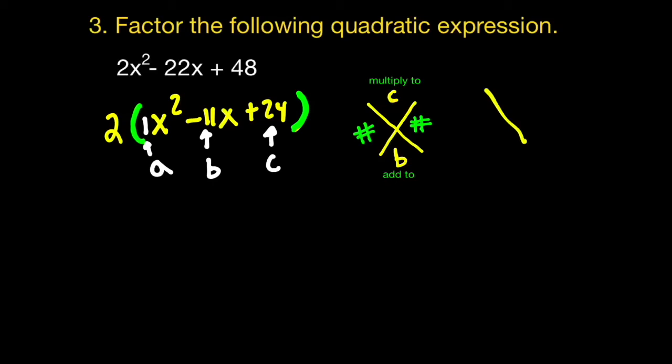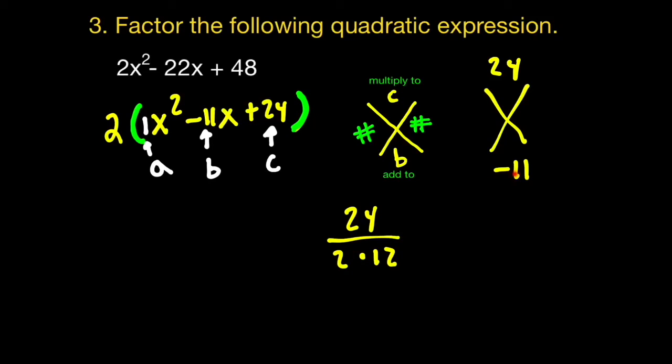So let's go ahead and fill that up. My c value is 24 and my b value is negative 11. I need to find two numbers that multiply to 24 but add to negative 11. I'm going to do some side work by grabbing the 24 and brainstorming factor pairs. So I know that 2 times 12 gives me a 24.